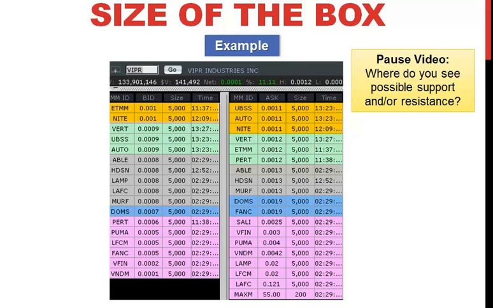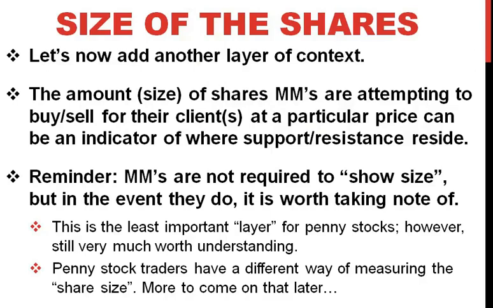So we've got that layer of context out of the way, the size of the box. Let's now incorporate another layer of context, and that's going to be the size of the shares. So the amount of shares that the MMs are attempting to buy or sell for their clients at a particular price can be an indicator of where support and resistance are. Again, I'm going to say that again. You don't need to necessarily write it down because I'm pretty much just reading it off, but the amount of shares that MMs are attempting to sell or buy for their client at a particular price can be an indicator of where support and resistance reside.